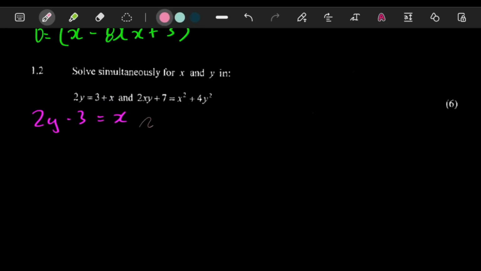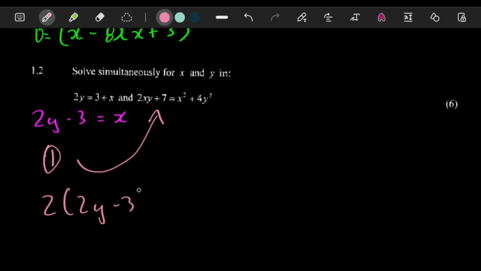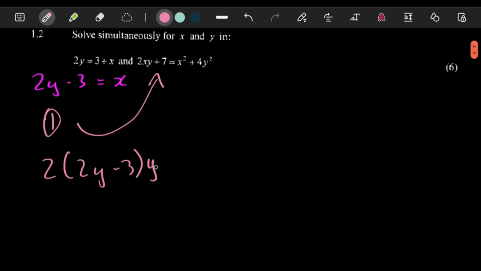Then you can just call this equation 1. Equation 1, you're going to throw into this other equation. Wherever I see x, you're going to put 2y minus 3, and then this is times y. So it's best to write the y with the 2 in front. The x is this value here, and then plus 7 equals x squared.